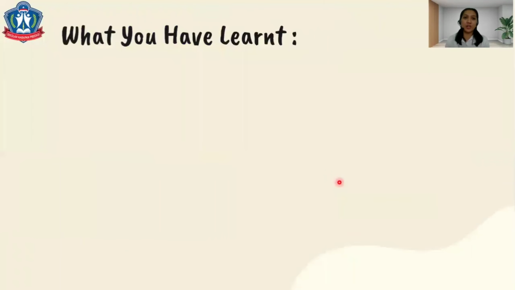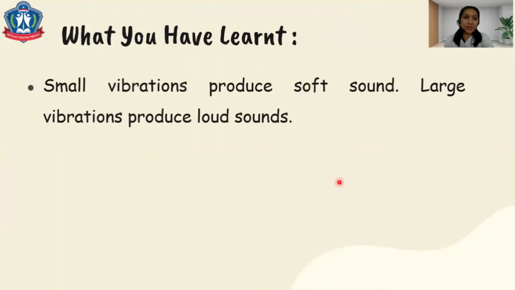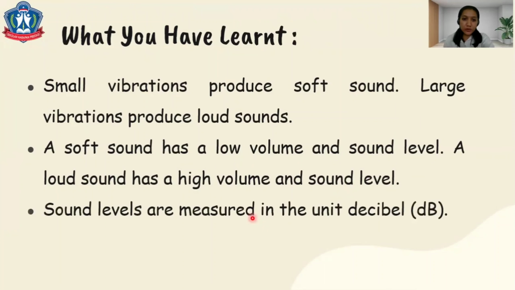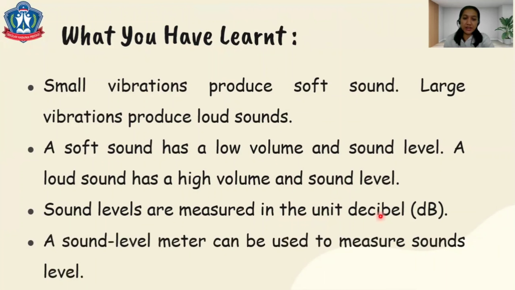Now, let's recap what you have learned in this lesson. Small vibrations produce soft sounds, while large vibrations produce loud sounds. A soft sound has a low volume and sound level, and a loud sound has a high volume and sound level. Sound levels are measured in the unit decibel. And the last one, a sound level meter can be used to measure sound level.